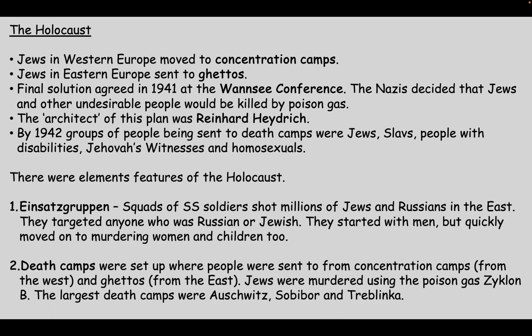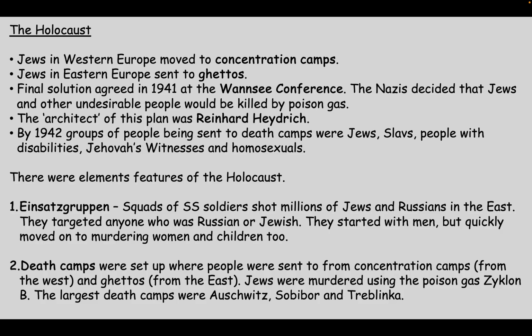Now that takes us on to the Holocaust. Now, Jews in Western Europe were sent to concentration camps. Jews in Eastern Europe were sent to ghettos. Now, there were far more Jewish people in Eastern Europe, in Poland and areas in the East, than there was in the West. So Jews in Western Europe were sent to a concentration camp. So outside a town or a city, they would be concentrated and held there.